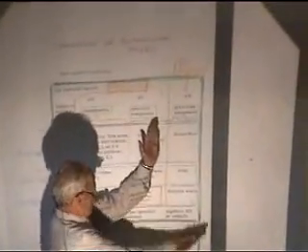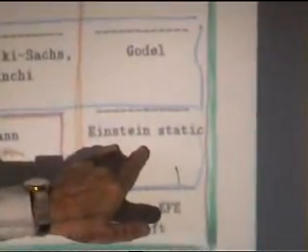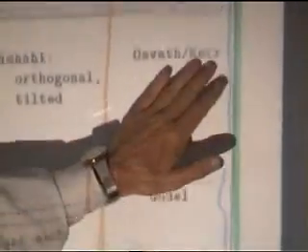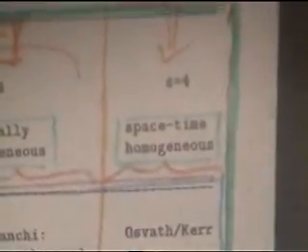Now, for the space-time homogeneous, you have the Einstein static universe, which is no good as a model of the universe today, but it's an interesting asymptotic state. You have the Gödel universe when it's rotationally symmetric, and there's a whole family of anisotropic models which are known and are not of particular interest cosmologically.